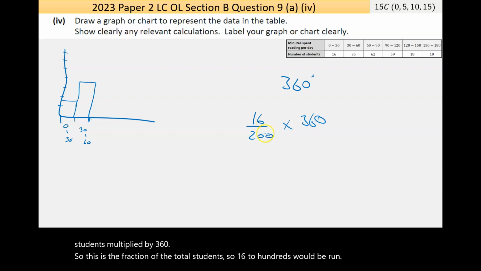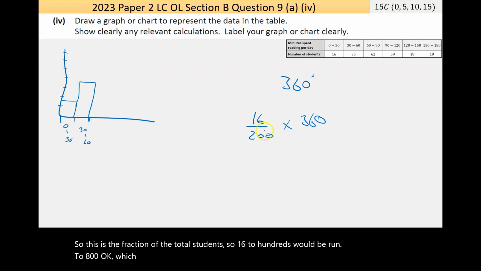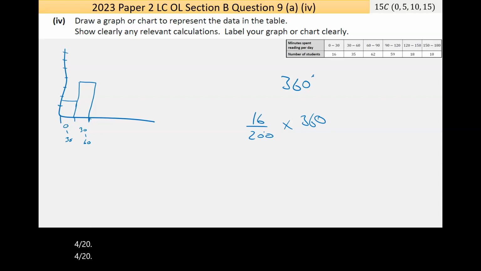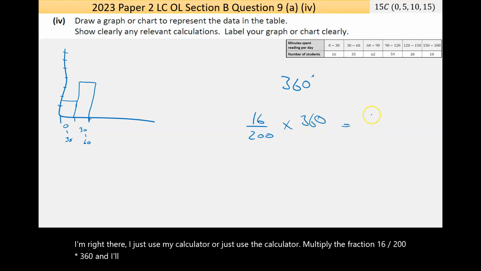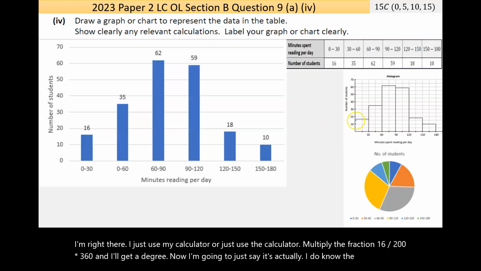2,800s, which I'm sure you can simplify down to 4/25ths, no, 2/25ths. I think I'm right there. I should just use my calculator. Or just use the calculator, multiply the fraction 16 over 200 times 360, and I'll get a degree. Now, actually, I do know the answer.